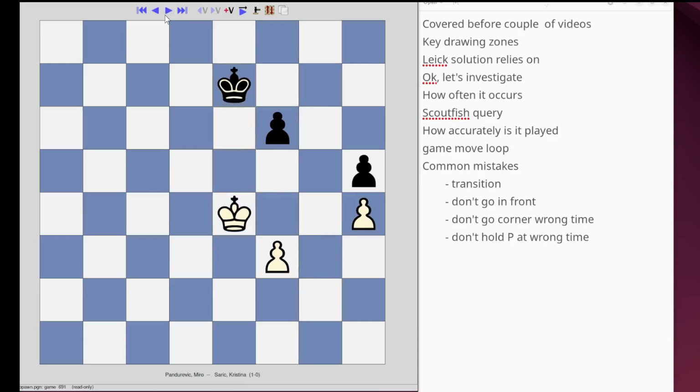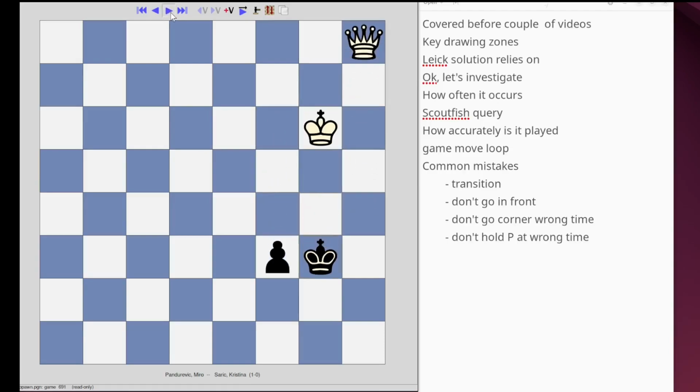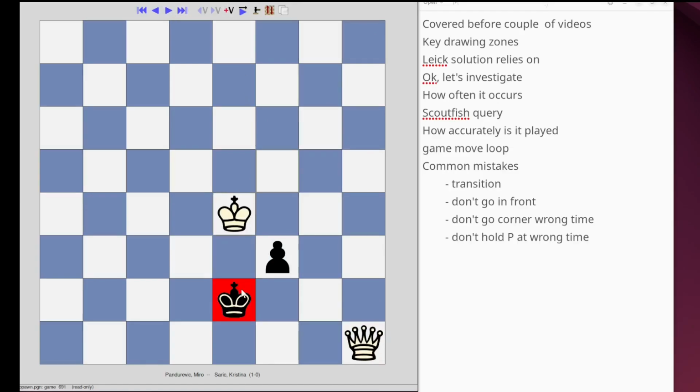White's going to be able to march in. His king's in too strong a position. But then what's the winning technique? We go and grab the pawn, grab it. So we grab it so we can get out, and you look at this. The king got deflected to the wrong side, and the king's inside the zone.